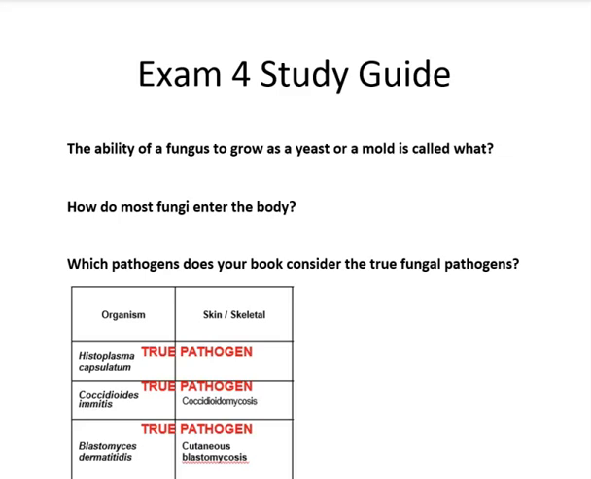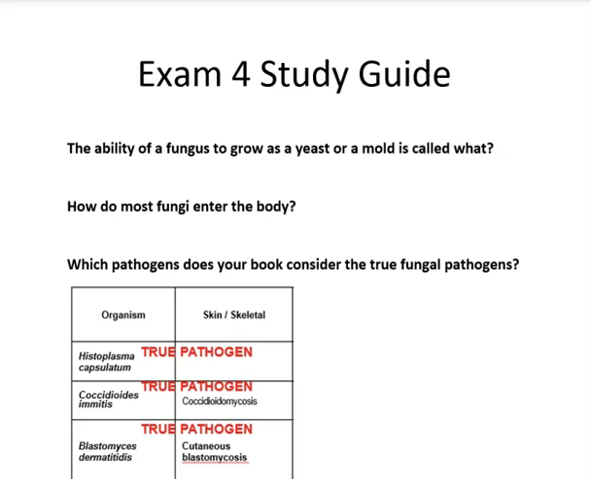All right, now let's go through exam 4, the study guide. Exam 4 is going to cover chapters 22 through 25. So it's going to be the fungi, the parasites, and the viruses. It's going to be 50 questions, all multiple choice. And we're going to go through all the material that you're going to see on the exam right now.